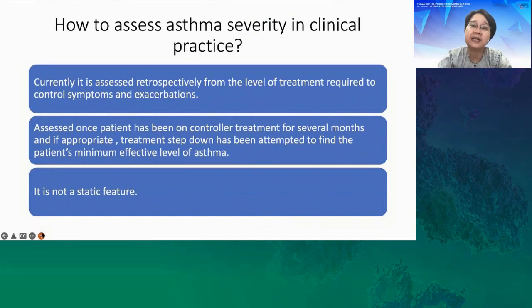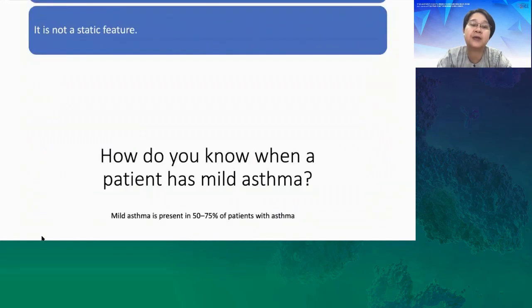So when we assess asthma severity, it's actually a static feature, and we look at it retrospectively from the level of treatment required. So we assess the patient once the patient has been on the controller treatment for several months, and if appropriate, when the treatment has been stepped down, attempt to find the patient's minimum effective level of treatment. And this is when we actually say what asthma severity the patient's at.